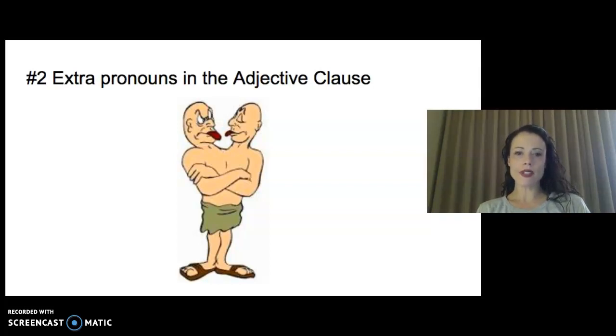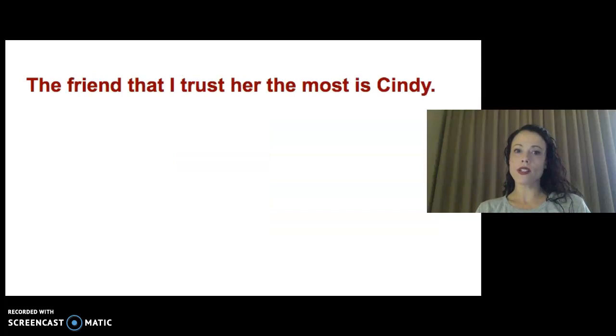Our second error type or problem is having extra pronouns. So I like this image of a person with two heads. You know something's wrong if a person has two heads, right? So in an adjective clause, it's really easy to put in an extra pronoun that's referring to the same person as your main clause, and you don't want to do that. So let me show you an example. The friend that I trust her the most is Cindy. So I have the friend, and then I have her. The friend and her, they're talking about the same person. So that's your two-headed monster right there.